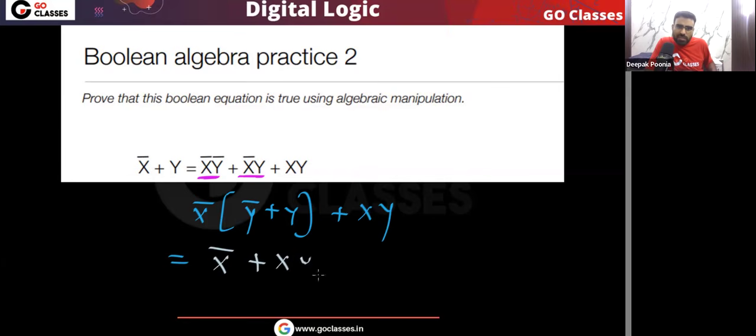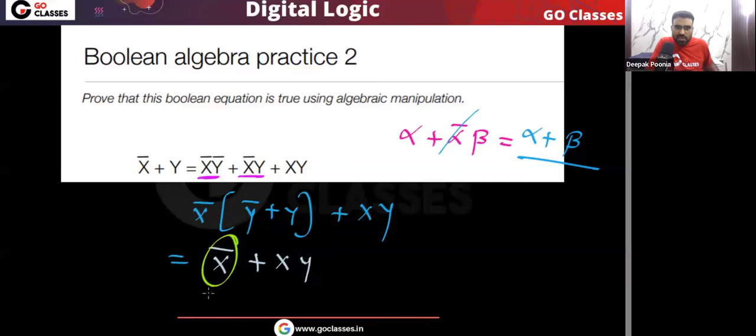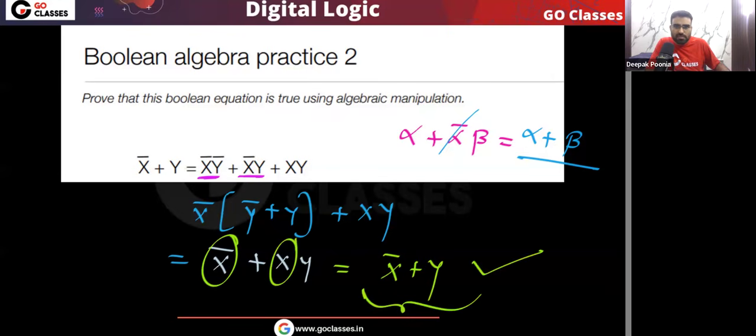Now here you can apply that rule. I told you one rule, that was alpha or alpha bar beta. You can simply remove this alpha bar and it will become alpha or beta. So the same thing you can do here. This is our alpha and here we have x. So this x you can simply remove and you will get x bar or y. This is the LHS. So hence proved. So we have proved it.